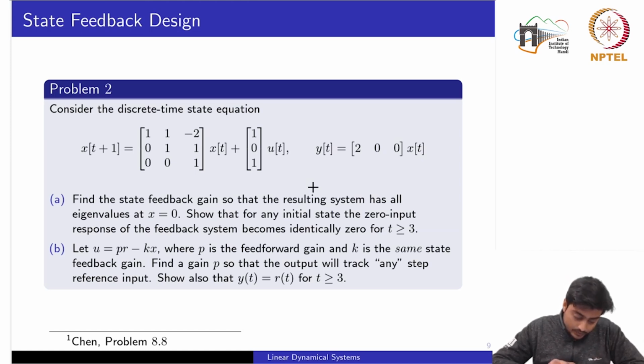In problem 2, we discussed the discrete time controller design, where we are given the A, B matrices of a discrete time system and also the C matrix. The first part, A, deals with finding the state feedback gain so that the resulting closed loop system has all the eigenvalues at z equal to 0. Now do not confuse here.